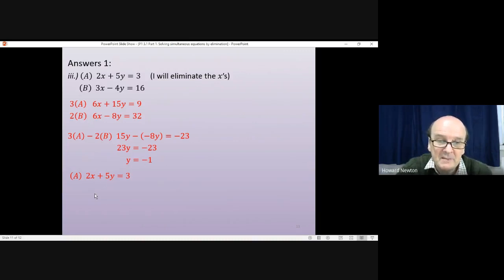That'll give me 5 times by minus 1 for the 5y, which is 2x minus 5 equals 3. Moving the 5 to the other side gives me 2x equals 8. Dividing by 2 gives me x equals 4. And that is the answer to those equations. So x is 4 and y is minus 1.